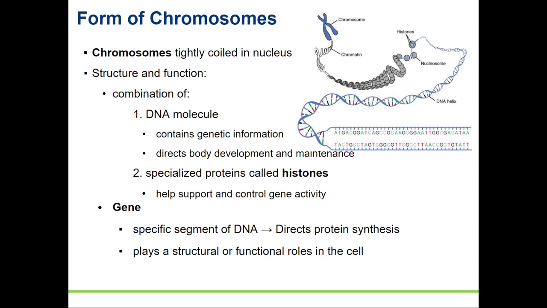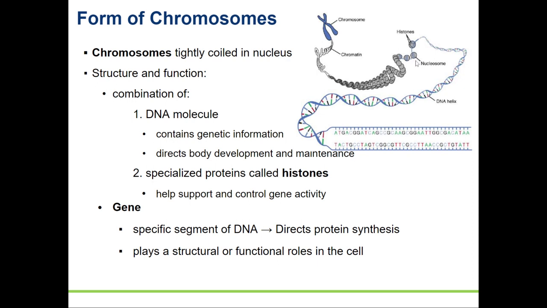But now we're going to further condense and package this up so that it is protected while it's undergoing the division process in the nucleus. So we're going to wrap this DNA around specialized proteins. These are known as histones. And we can take 3 or 4 turns around a histone. That's actually known as a nucleosome.